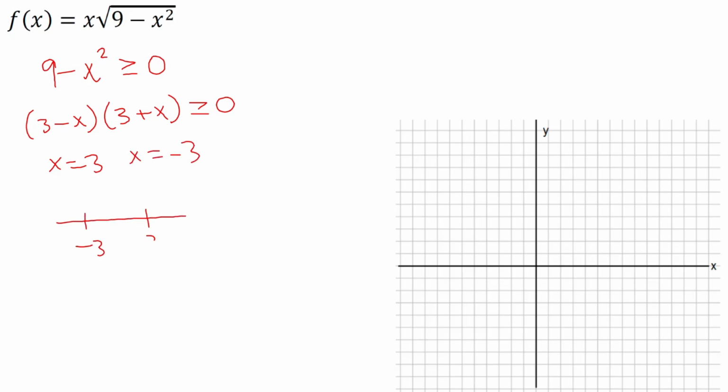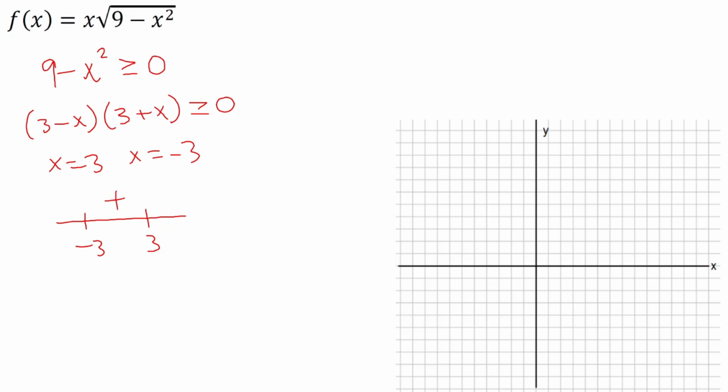So I'm going to make a sign chart with just that 9 minus x squared part of my function, to see when this is actually positive. So if I plug in something between negative 3 and 3, like 0, we end up with 2 positives, which is positive.